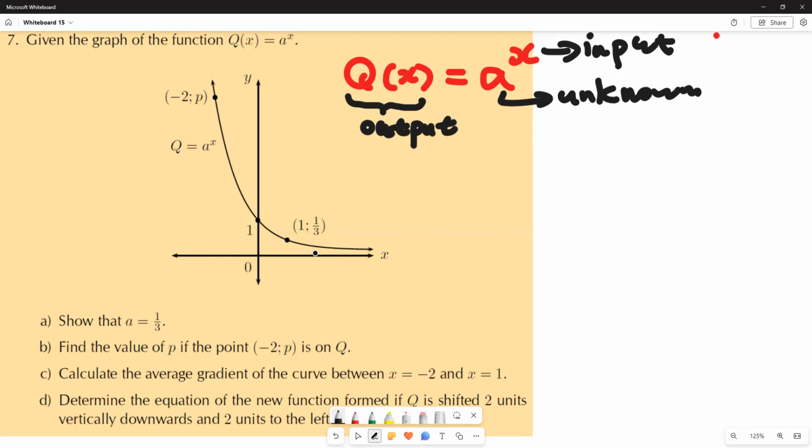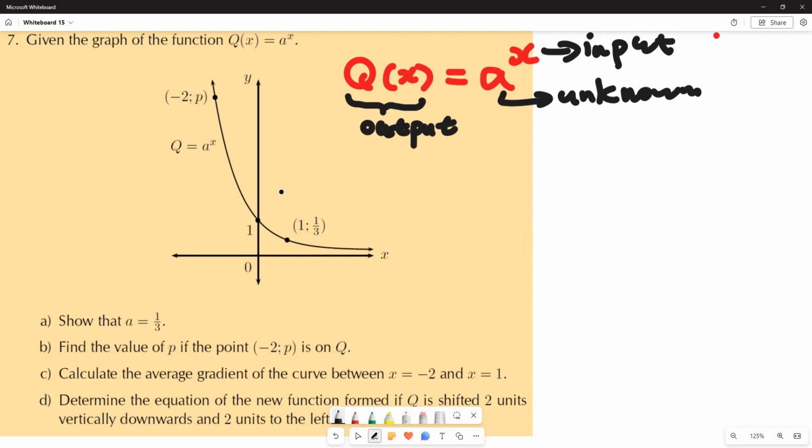You can pick any x value and it is going to give you a y value, and you can pick any y value and it is going to give you an x value. So you need to know, ladies and gents, that x and y are always known. Any other letter that is there is an unknown.